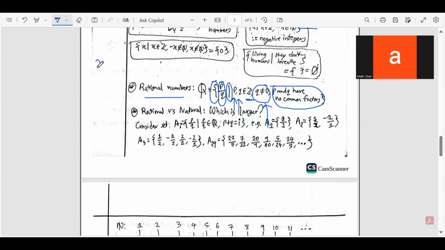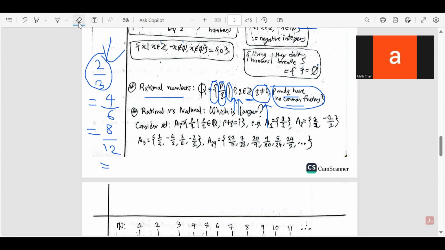For example, I could write the number 2 by 3 as 4 by 6, and I could write this as 8 by 12. I could write this in many different ways, but they're all the same number, right? So I don't want repetitions of the same thing. To ensure that, I'm going to use the least form, or the simplest form. So we require that they have no common factors.